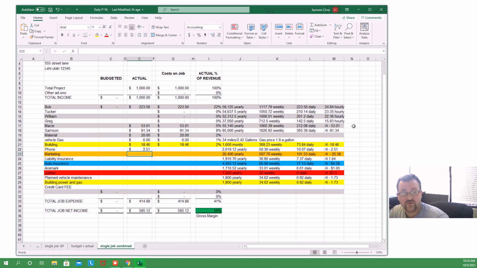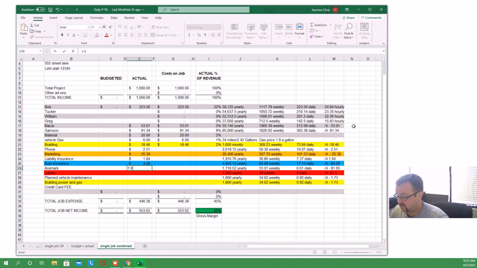Same with my phone usage, because we have several phones. That's $2.51. Marketing, we do lots of marketing. Probably could do more. It's that much, again, divided by 4. And these are actually pretty close to my real numbers. Liability insurance, got to have that good stuff. $1.84 a person. We don't have much risk, so our liability insurance is super, super cheap because we just do tiny, tiny, tiny jobs. Auto insurance, obviously you have to have that crap.